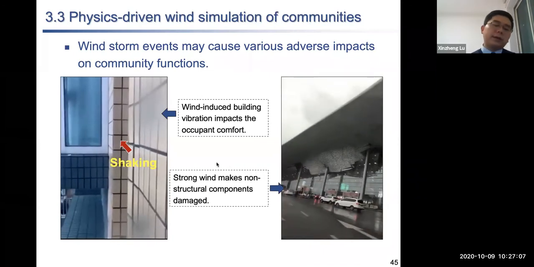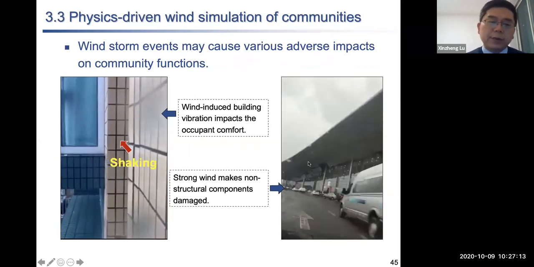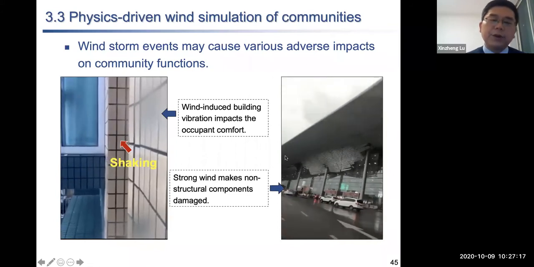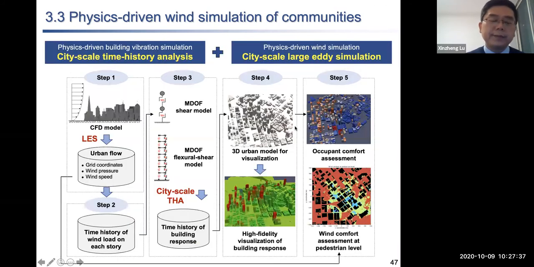And also we now know that wind induces not only the shaking of the building, but also the damage of the non-structural components, which will also have a big impact on the community. The empirical model cannot consider very complicated building configurations, and the wind tunnel test is quite expensive and complicated. So we can use the city-scale time history analysis together with the city-scale large eddy simulation. So we can use the CFD to simulate the wind pressure on the building and use the time history analysis to know the shaking of the building subject to such wind.